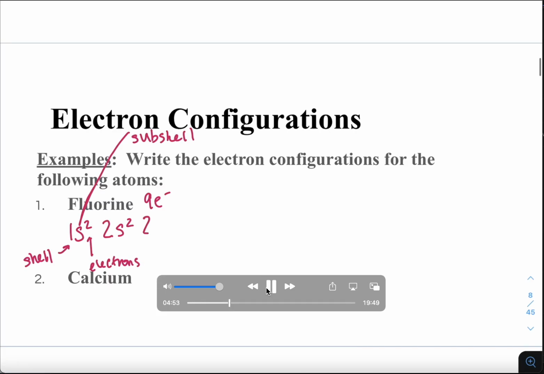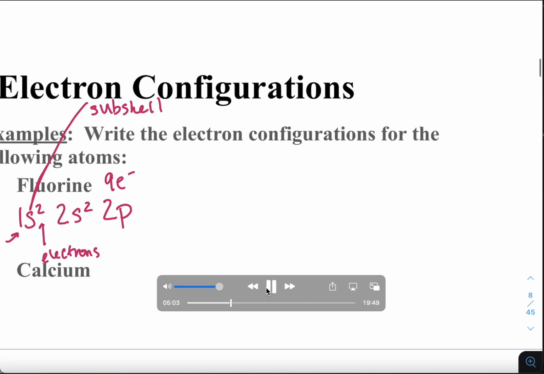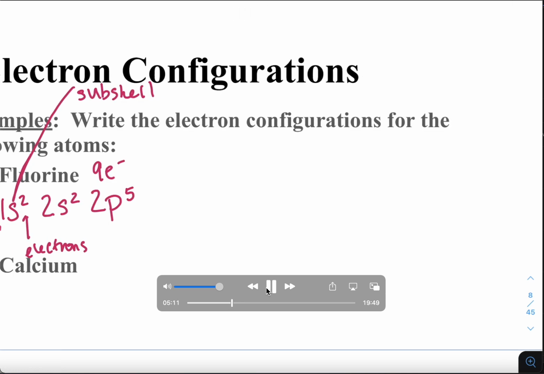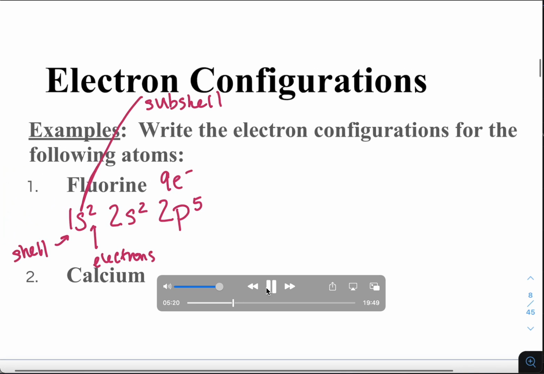But here, we don't need 6, because we just need this to add up to 9. And we already have 4, 2, and 2 here. So remember I said at the very end, you don't have to have the maximum number. You just have however many you need. Here, we want this to add up to 9. So we are done. This is the electron configuration for fluorine.